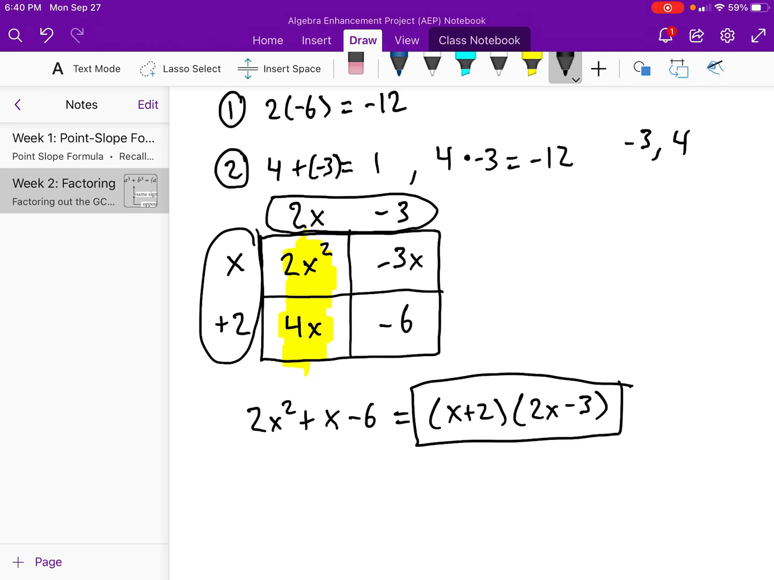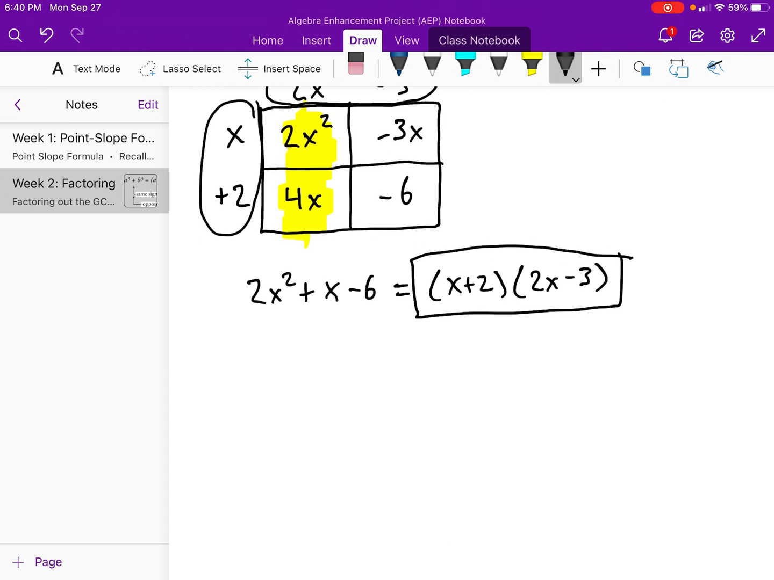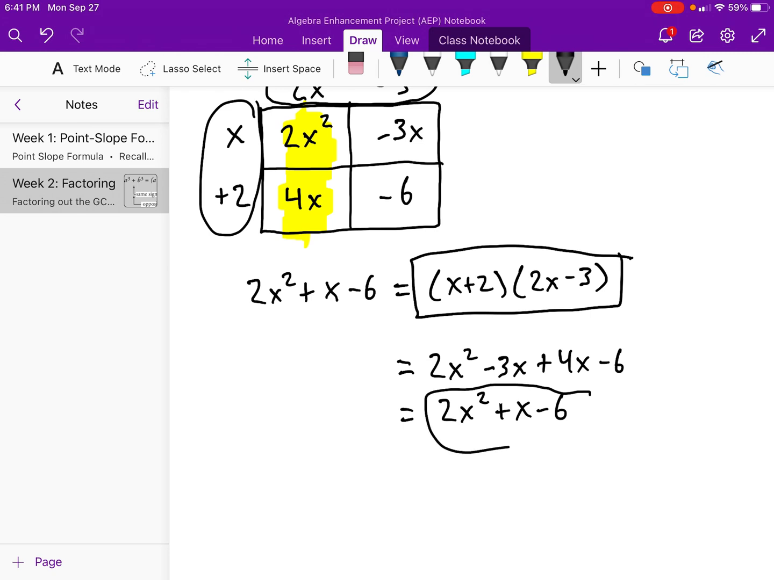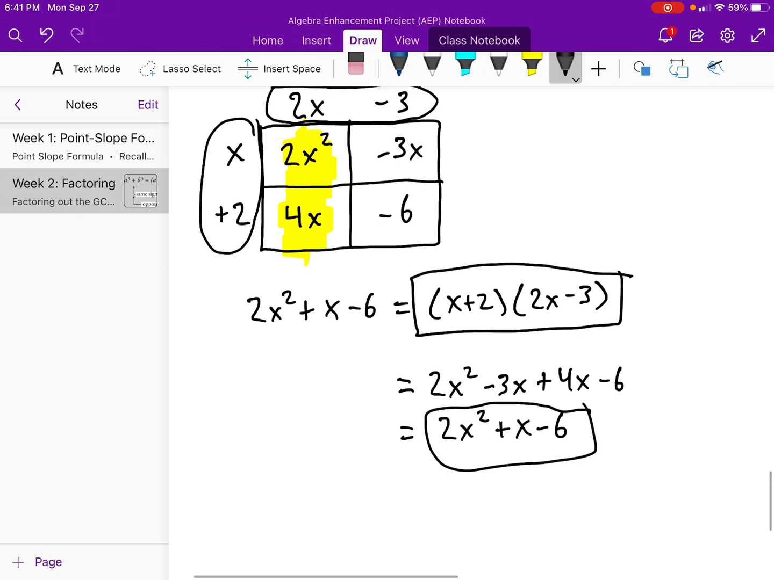And again, you can always check your work by foiling this out. Let's just do that here, just so we make sure what we got is accurate. x times 2x is 2x squared. x times negative 3 is minus 3x. 2 times 2x is positive 4x. 2 times negative 3 is minus 6. Combine like terms in the middle. And what we get is 2x squared plus x minus 6, which is exactly what we started with.